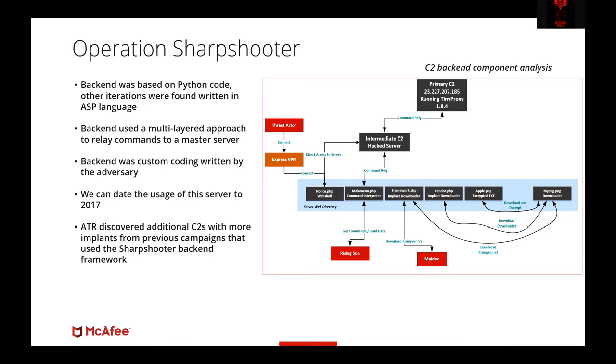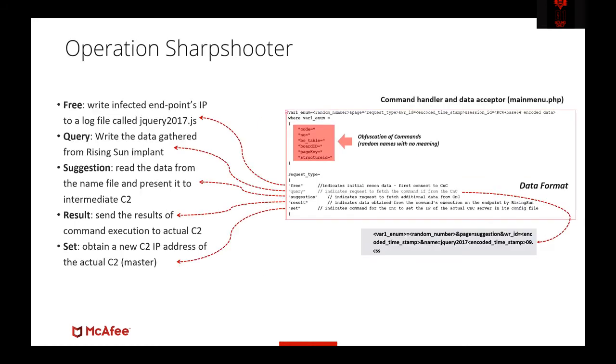By having access, what we learned from this is that we had a kind of signature to hunt for additional infrastructure that had similar communication patterns to what we had seen in Sharpshooter, which led to the discovery of ASP servers and things like that.